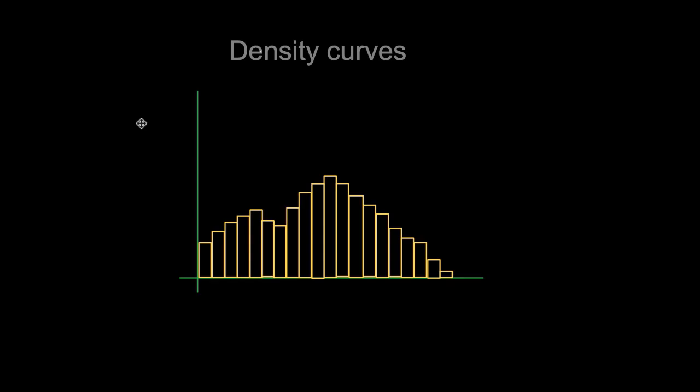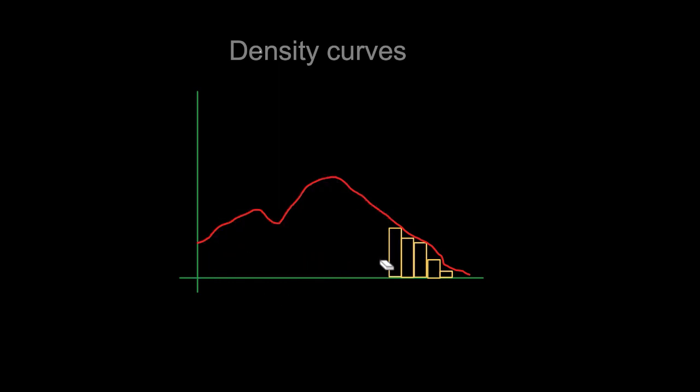What is a density curve? You know this is a histogram of a data set. If we connect the top of the bars of the histogram like this, we will get a curve. Let me get rid of these bars so you can see very clearly. This is a curve above the horizontal axis.